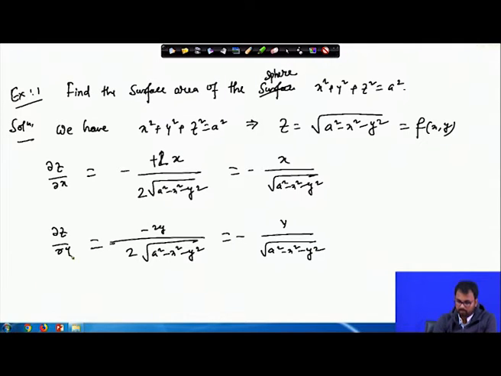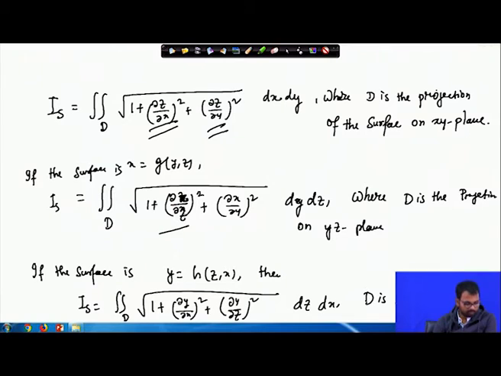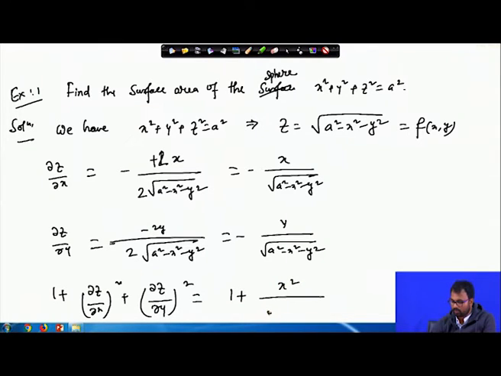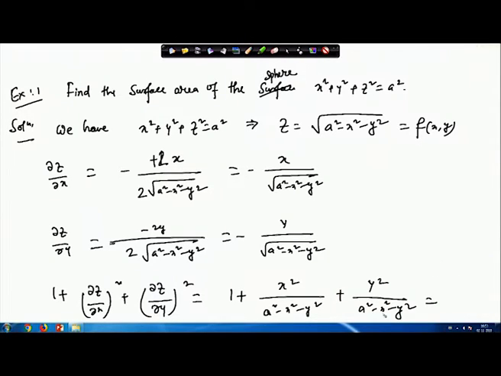Now based on this formula, I can calculate 1 plus (del z del x) whole square plus (del z del y) whole square. This is basically 1 plus x square by a square minus x square minus y square, plus y square by a square minus x square minus y square. If I calculate this, it will be a square by a square minus x square minus y square.